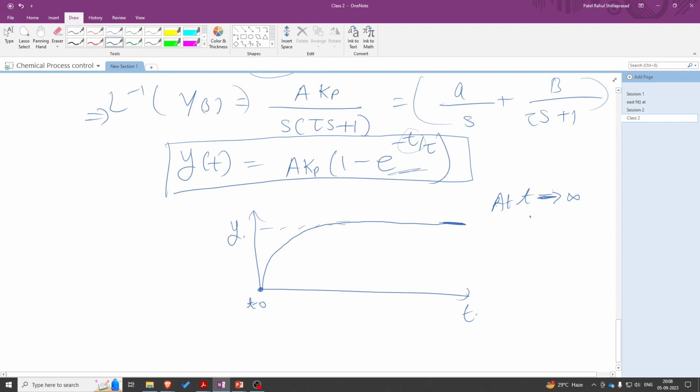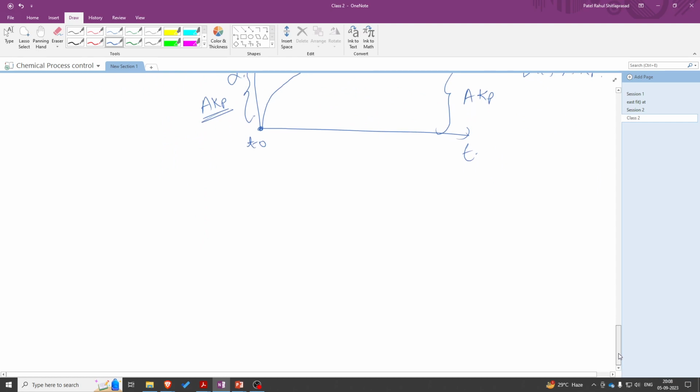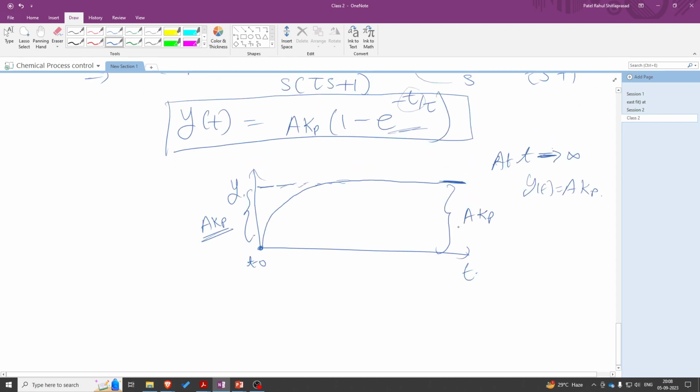So at t equal to infinity, y of t we can find as A times Kp. So basically this difference is A Kp. So this height we can call it A Kp. So basically for any step change, if we want to find the deviation from the steady state value, we can simply write it as Kp into A into Kp. This is nothing but y of infinity minus y at time t equal to 0.